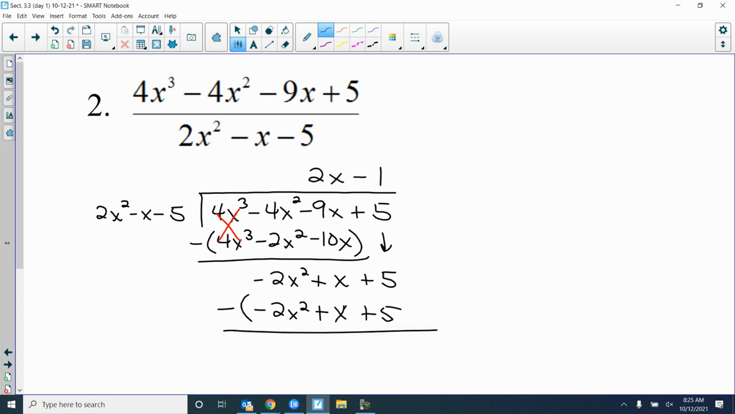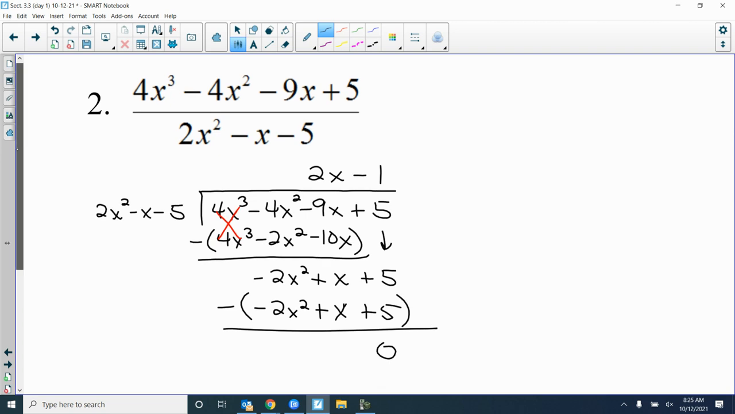You're going to subtract that whole thing. What happens when we subtract everything? Everything cancels. We're left with what? 0. Okay, good. We're left with 0. So the answer is 2x minus 1.